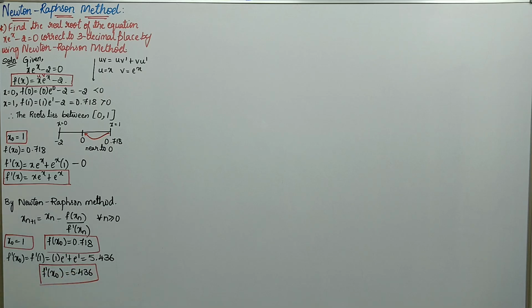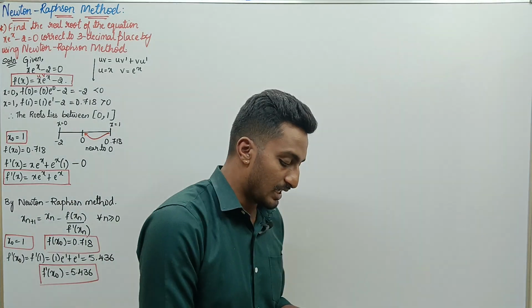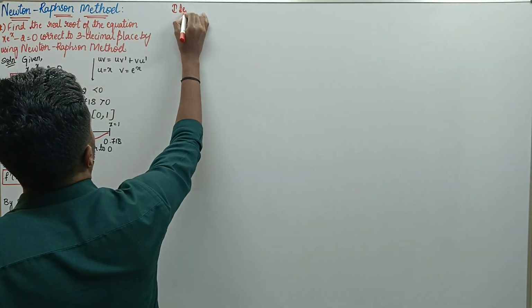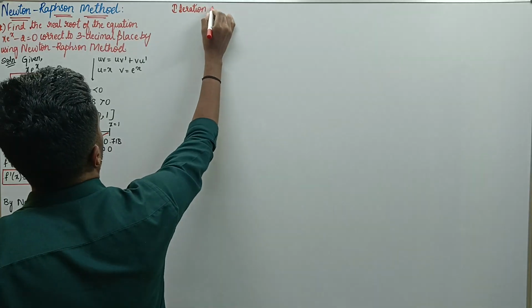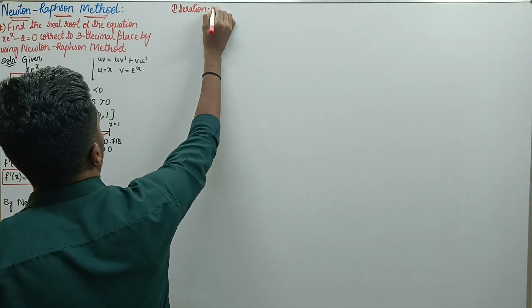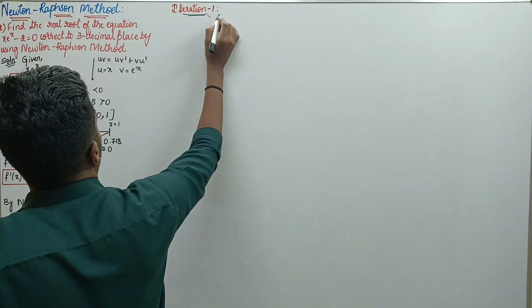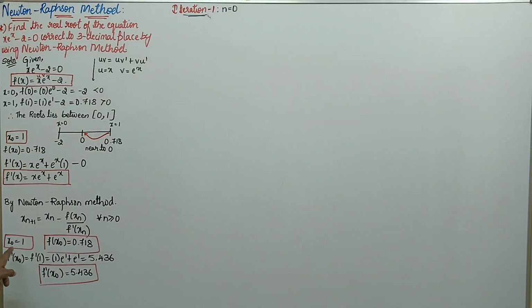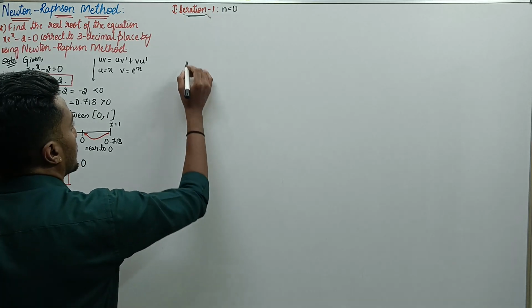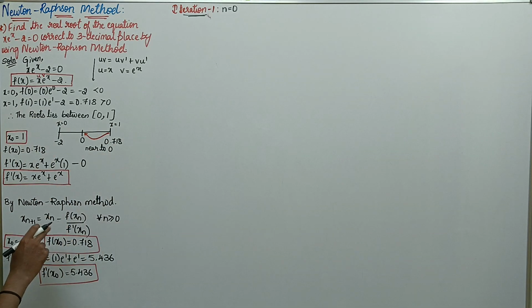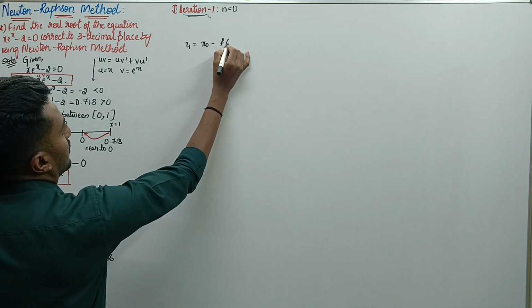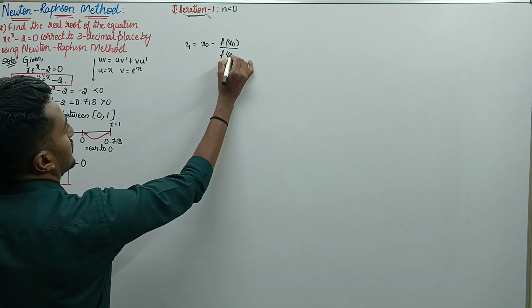Considering these three values, we are going to represent iteration number 1. Since it is iteration number 1, the value of n will be equal to 0. If n equals 0, we have found the initial value x naught. The next value I am supposed to find is x1. To find x1, if I give x naught in the standard Newton's formula, I get x1 equals x naught minus f of x naught divided by f dash of x naught.